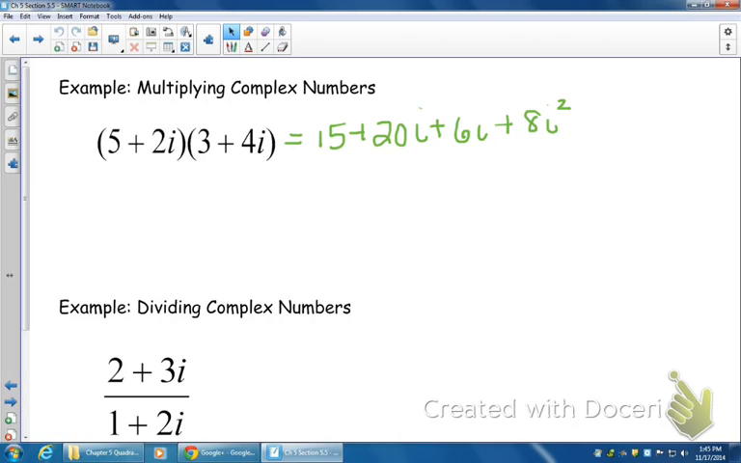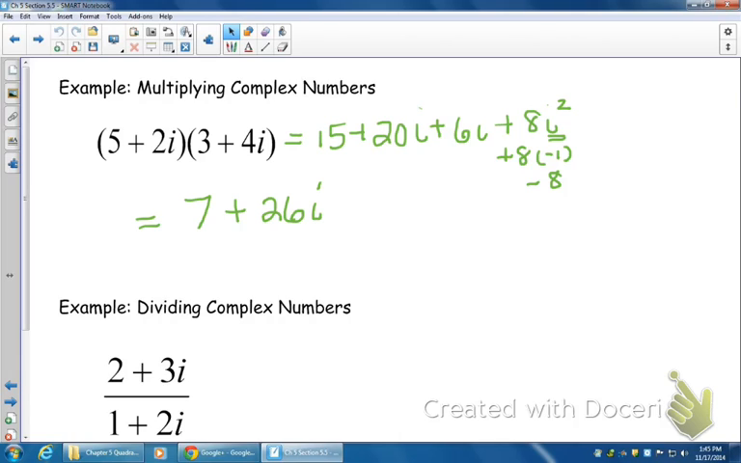So let's first talk about the i squared. Remember from before that i squared is negative 1. So we have positive 8 times a negative 1, which would be negative 8. So now combining your like terms, we have 15 and negative 8, which is 7, and 20i and 6i, which is 26i. So again, nothing too difficult. The only thing here that you need to do is simplify the i squared.